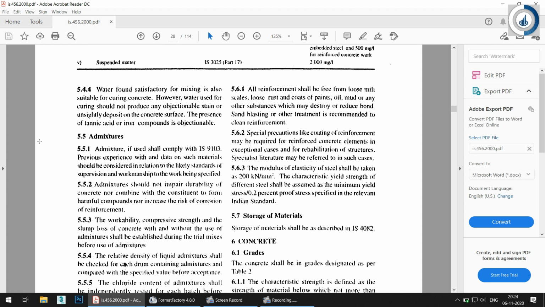So that's it for today. I will be stopping here, and in the next part 3 I will continue with the 6th point, that is concrete.